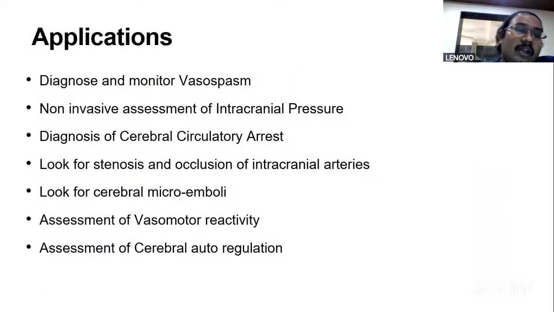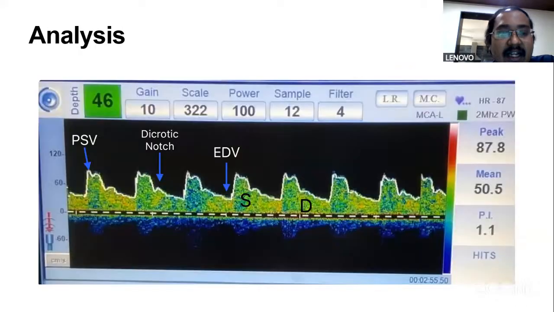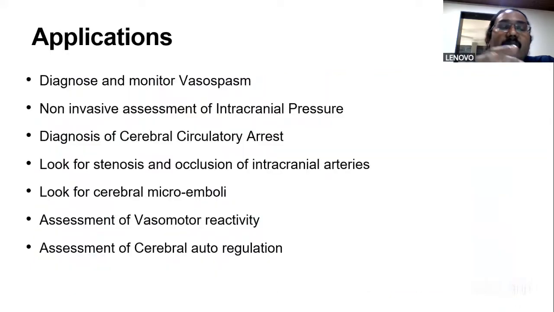So once we get peak systolic, end diastolic, and mean flow velocities, where mean flow velocity is an average of the peak systolic and end diastolic velocities, we have numerous applications, like diagnosis and monitoring of vasospasm, non-invasive assessment of intracranial pressure, and diagnosis of cerebral circulatory arrest. We can look for stenosis and occlusion of intracranial arteries. We can look for cerebral microemboli. We can assess vasomotor reactivity as well as cerebral autoregulation.